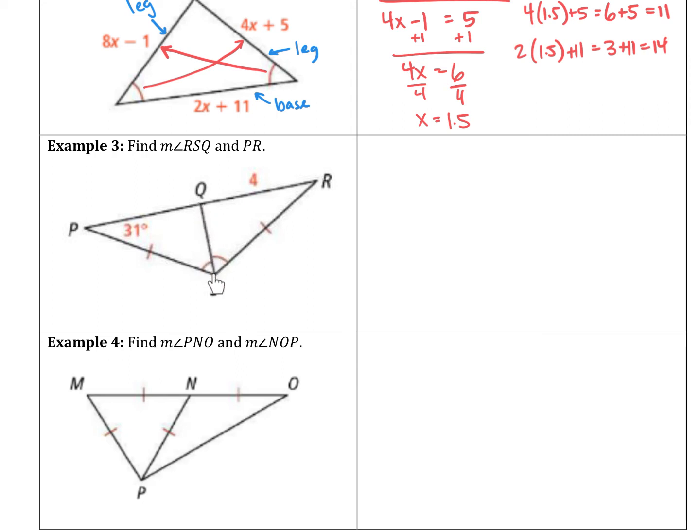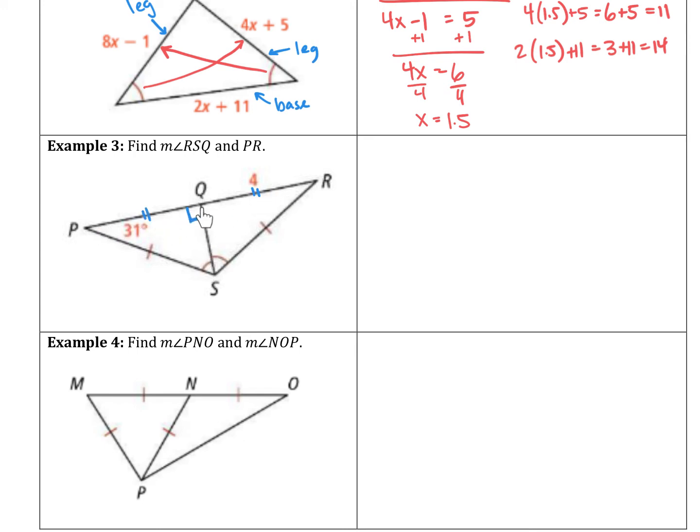And that's the big clue, because we learned that when you bisect the vertex angle with a segment, that segment is going to go across to the base, and two things are going to happen. First of all, it's going to be perpendicular to the base. So I'm going to mark a 90-degree angle right there. And secondly, it's going to bisect the base. It's the perpendicular bisector of the base.